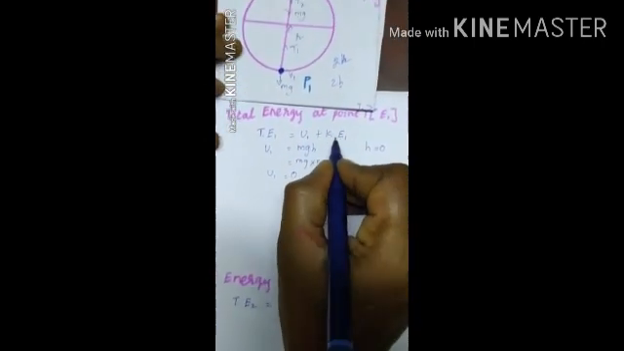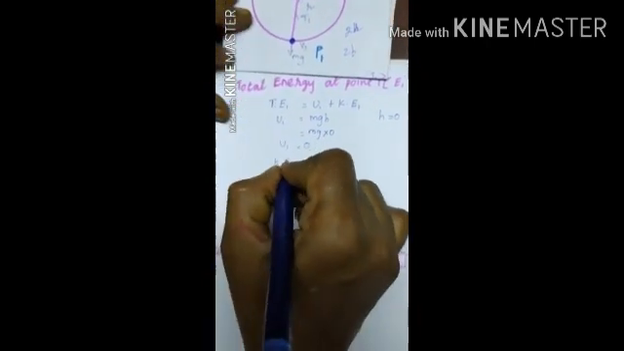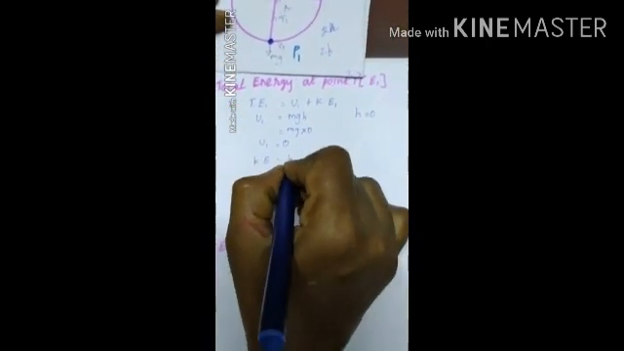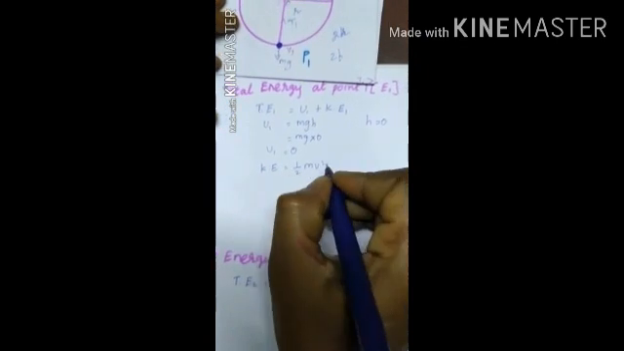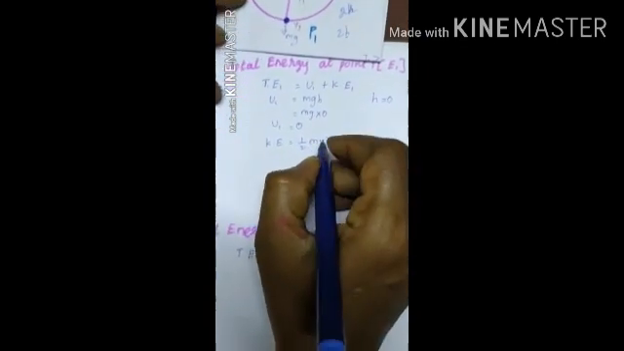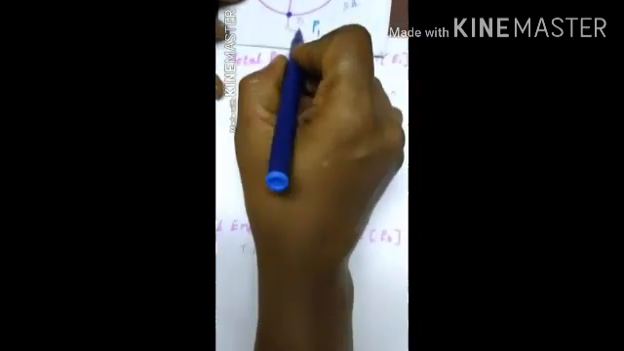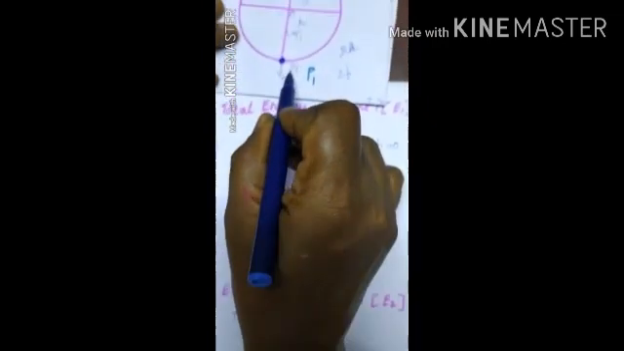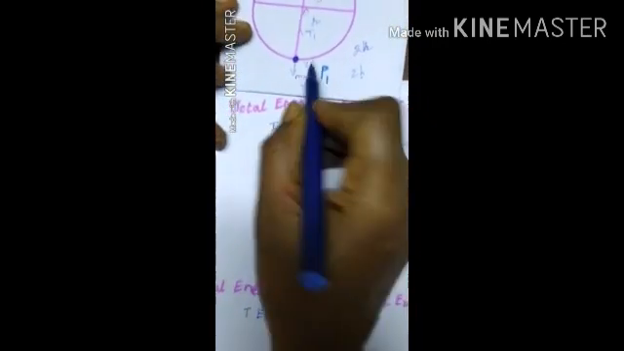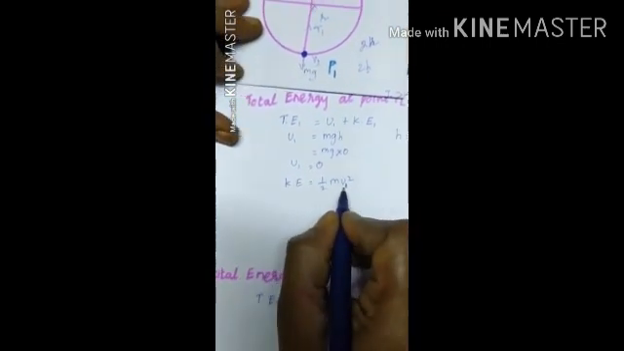Next we calculate the kinetic energy. Kinetic energy is equal to, what is the formula? 1 by 2 mv squared. Here m is the mass of the object and v is the velocity of the object at point 1. So velocity we are taking as v1. So we are writing here v1. So kinetic energy is equal to half m v1 squared.